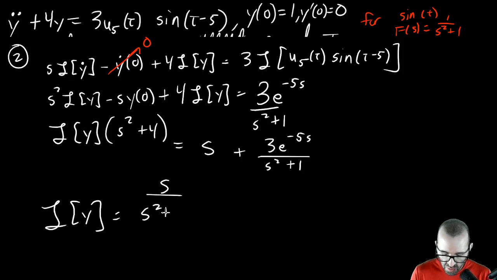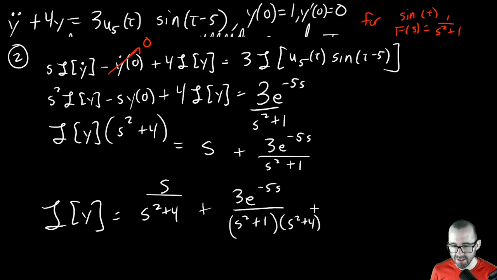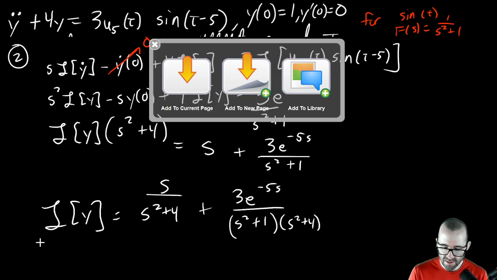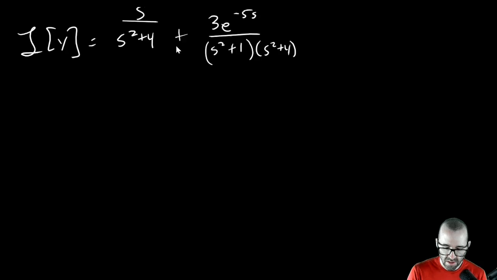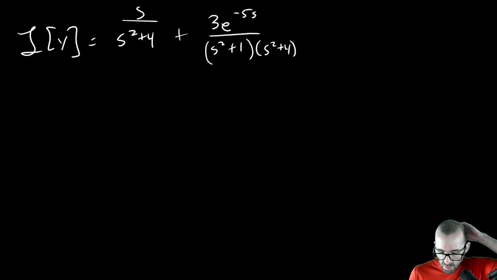S over s squared plus 4, that's not too bad. Plus 3 e to the negative 5s over s squared plus 1, s squared plus 4. Okay, that's going to be more exciting. We'll use partial fractions on the second one. We'll need to take the inverse Laplace transform of both sides. And again, hopefully you have already worked on this and you're checking your work. If not, pause the video, try to take the inverse Laplace transform right now.